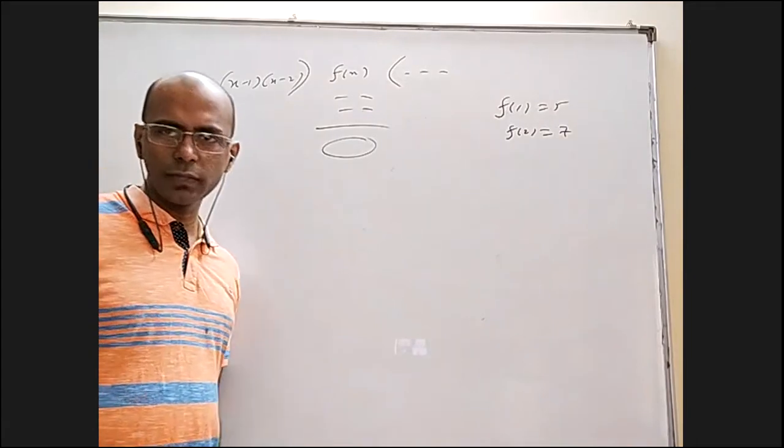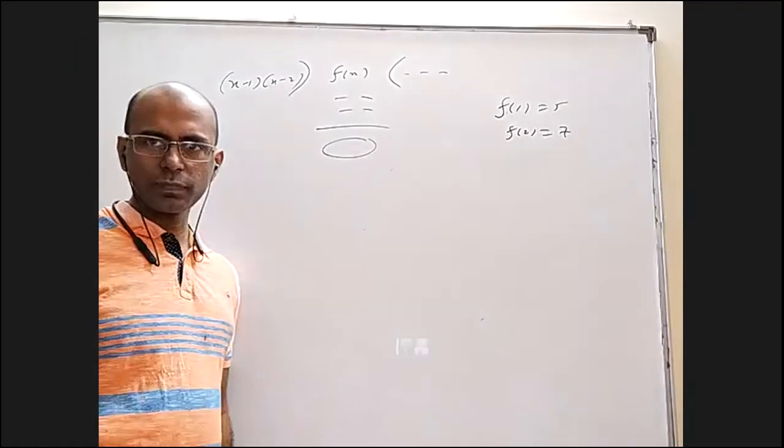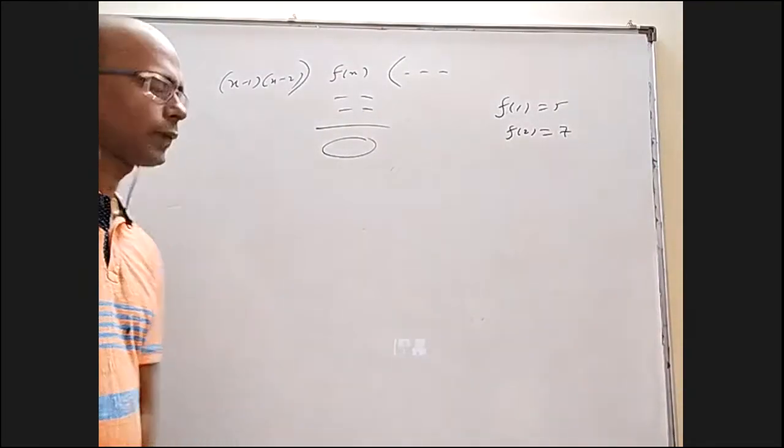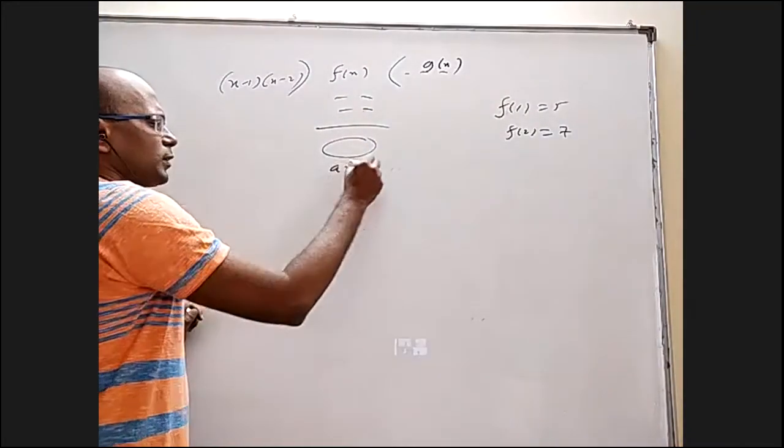It can't be cubic, right? If it is cubic, I'll do further division. If it is quadratic also, I'll do further division. And finally, I'll get a linear. Okay. So I'm going to write this as some g of x. This is some ax plus b.